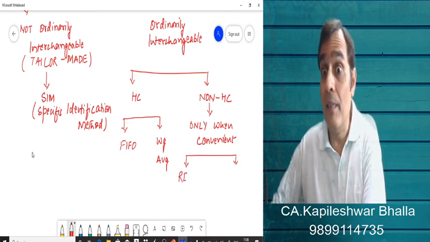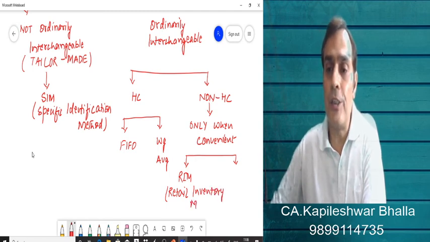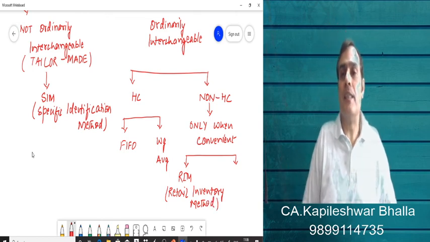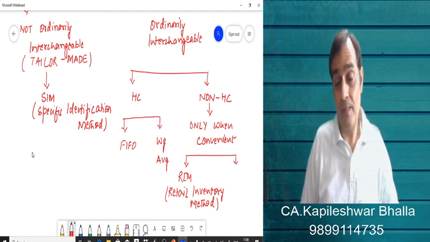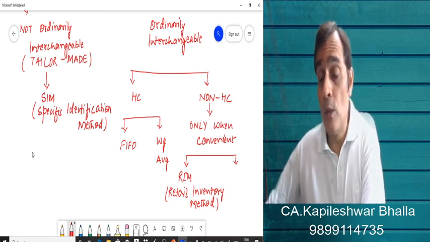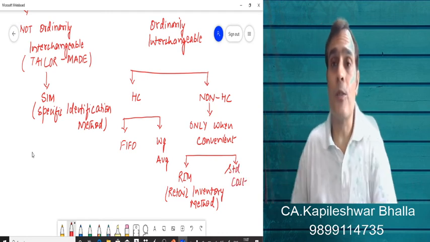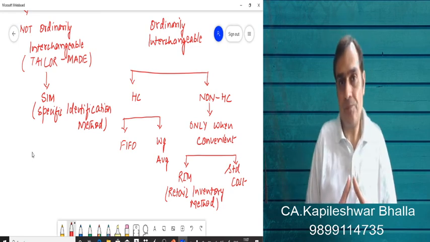And in terms of the non-historical cost method, the standard has generally laid down two techniques. One is called RIM, that is called retail inventory method, and this retail inventory method is generally, as I said, used in terms of departmental stores. It also gives you another technique which is called a standard cost method, where we consider the cost which should have been incurred and not what is actually incurred.